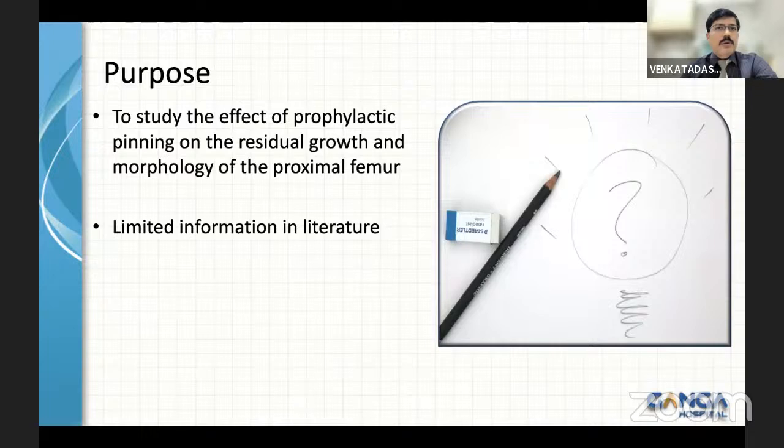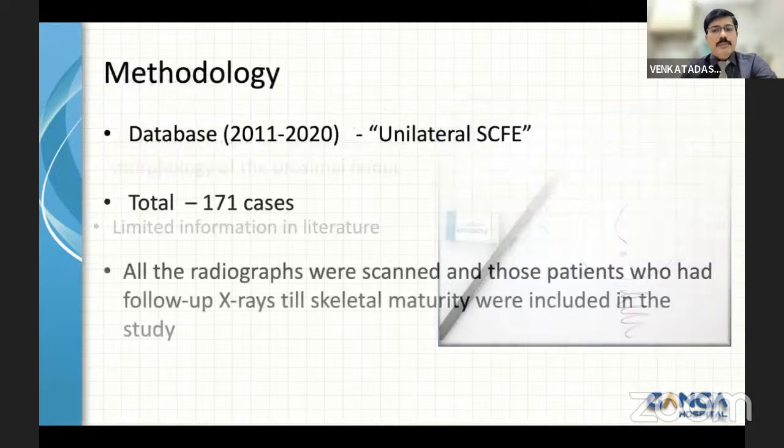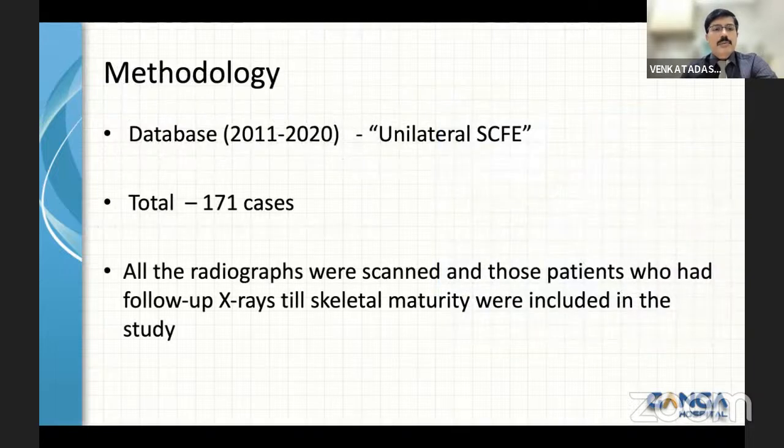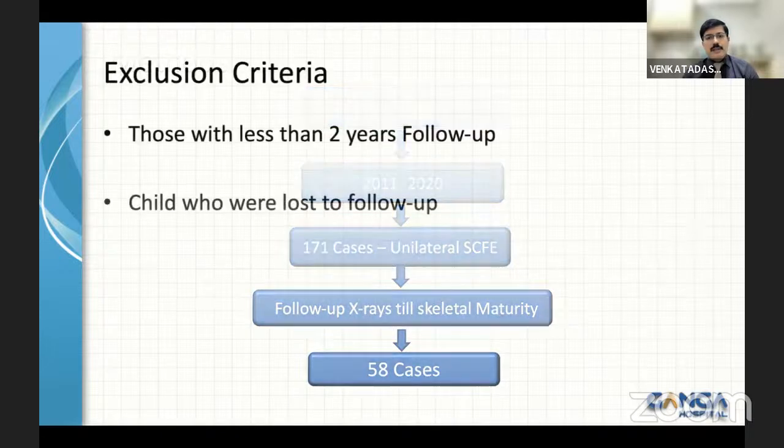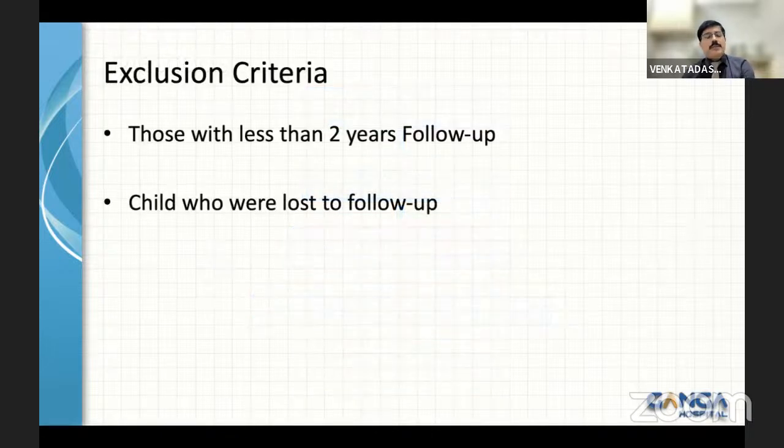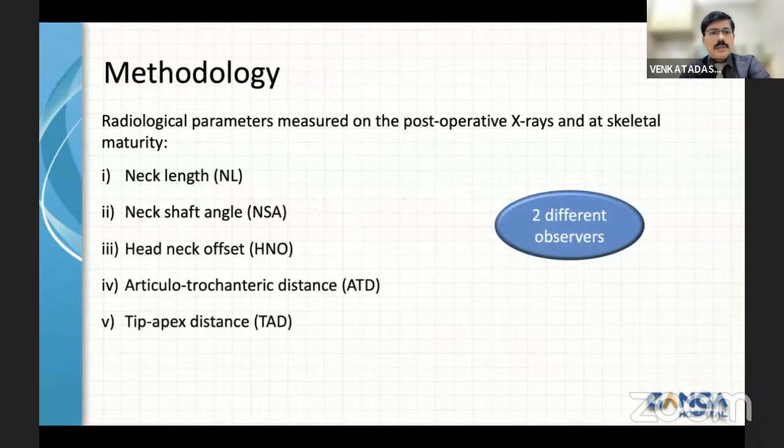In this paper, we wanted to look at what really happens with this prophylactic pinning, because we have been doing this over the years. When we looked up the literature, there is very limited information where people have studied the morphological changes following prophylactic pinning. So in our database, over a period of 10 years, we had about 171 cases. All of them were scanned. Then we took only the patients who had follow-up till skeletal maturity. So we had 58 hips. Those patients with less than 2 years of follow-up and those lost to follow-up were obviously excluded.